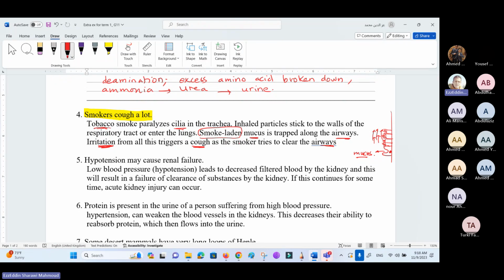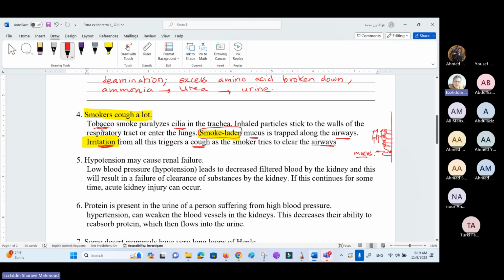So we mentioned it and we divided it into three parts. The first one, when the tobacco smoke will paralyze the cilia, and then a strange material called smoke-laden mucus will be trapped, and then when an irritation happens, causing the cough.